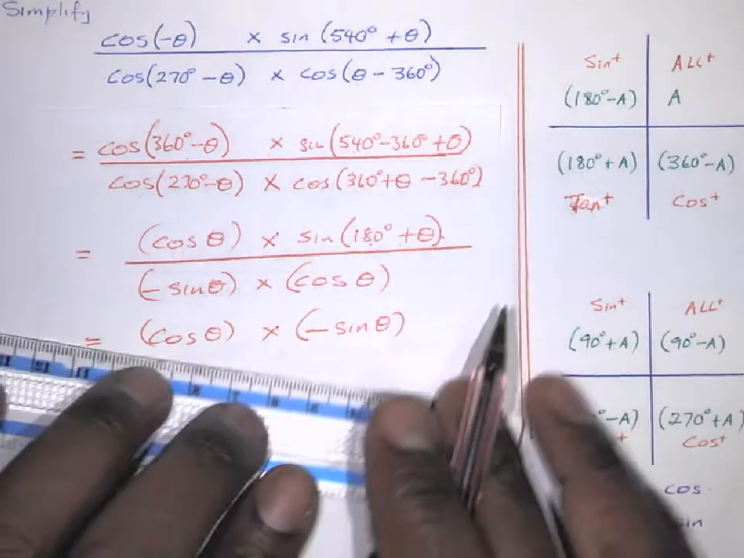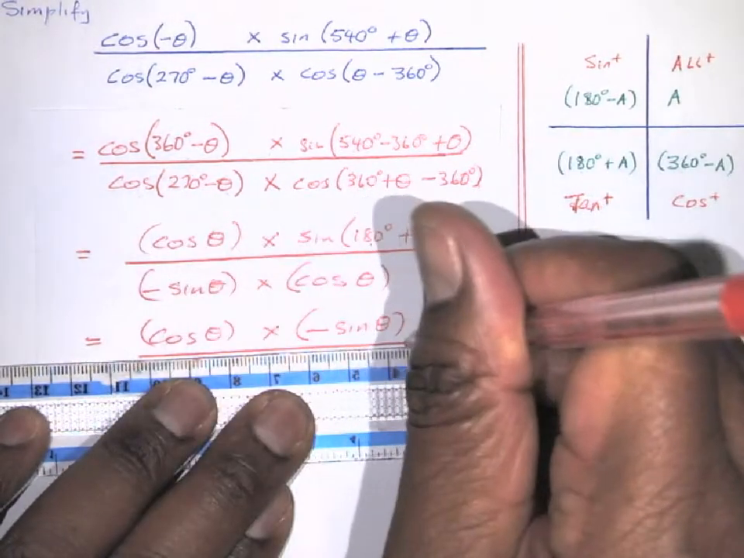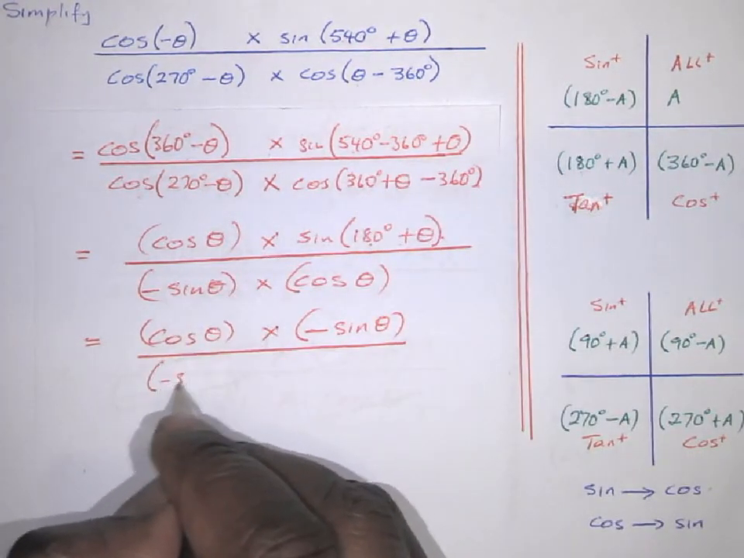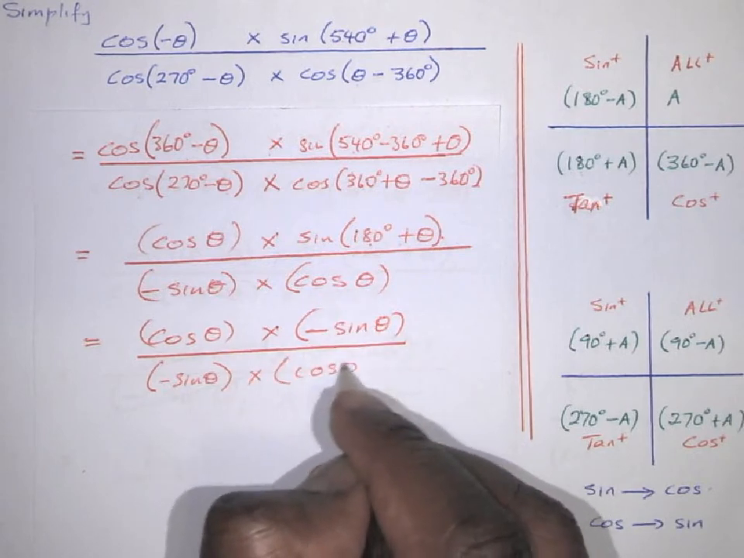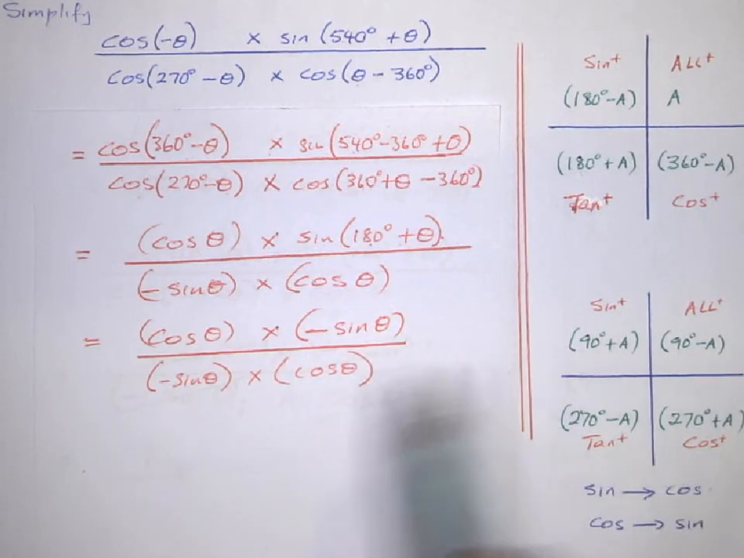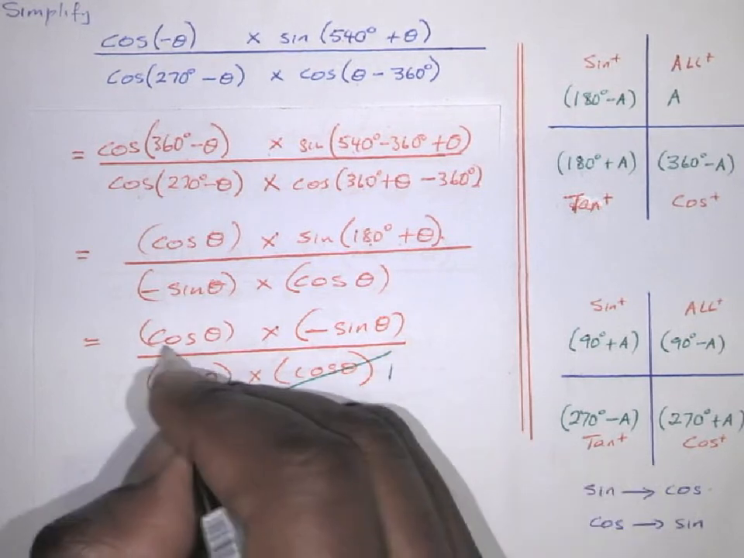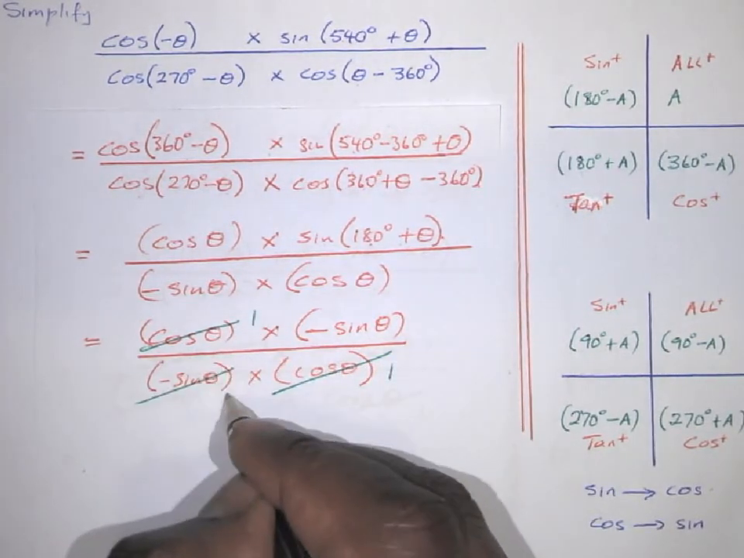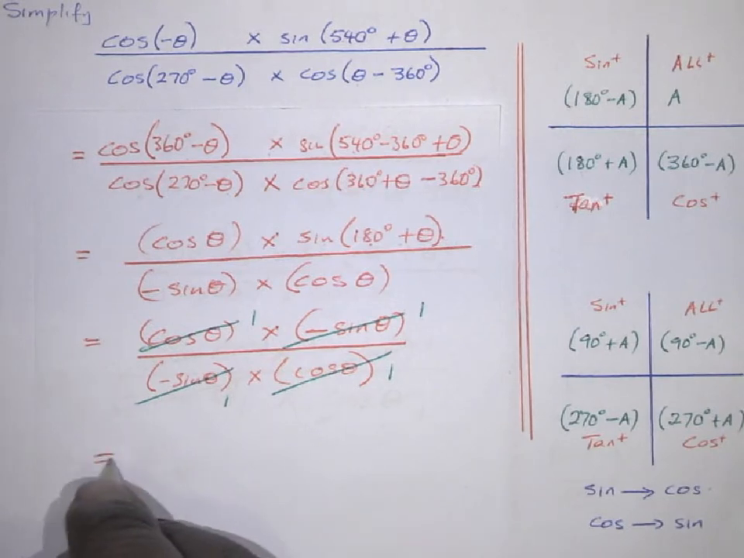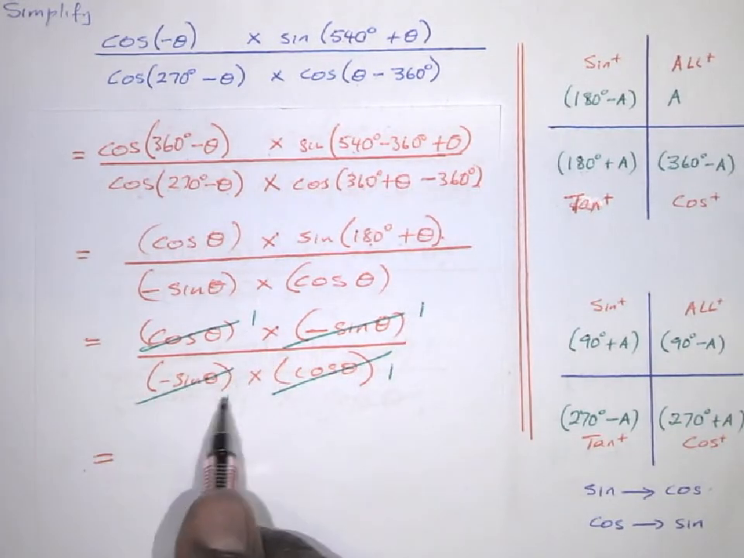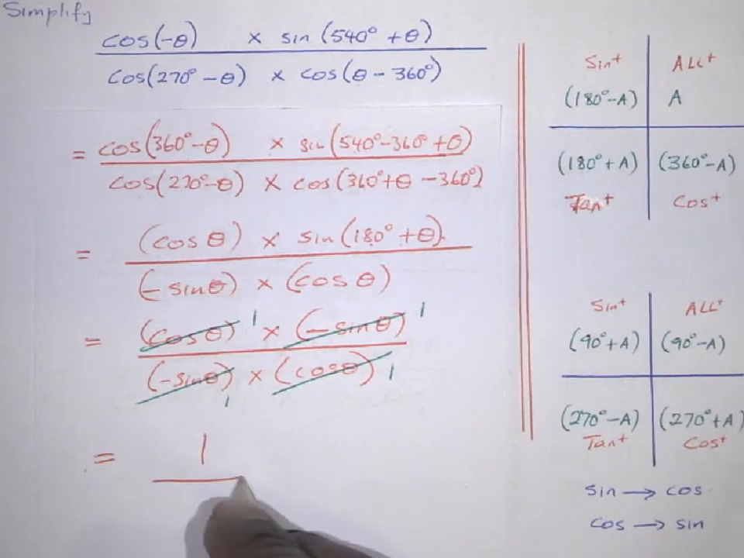So that is being divided by this thing here, which is minus sine of theta multiplied by a cos of theta. Now this cos theta goes once, that cos theta goes once, negative sine theta goes once, negative sine theta goes once, and what is my answer? So 1 times 1 divided by 1 times 1, the answer is 1.